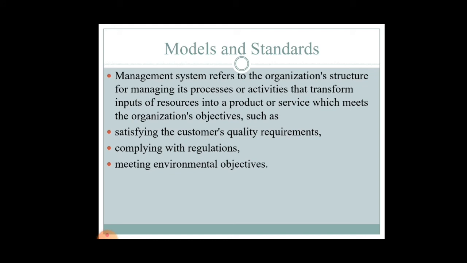Management system refers to the organization's structure for managing its processes or activities that transform inputs of resources into a product or service which meets the organization's objectives, such as satisfying the customer's quality requirements, complying with regulations, and meeting environmental objectives. Whenever any organization is working, these are the three major objectives that have to be complied with.